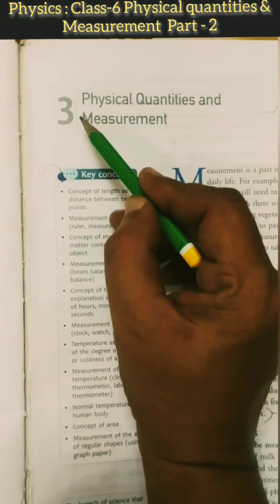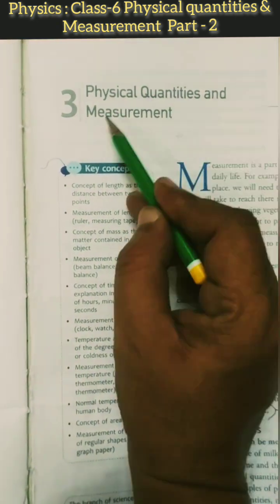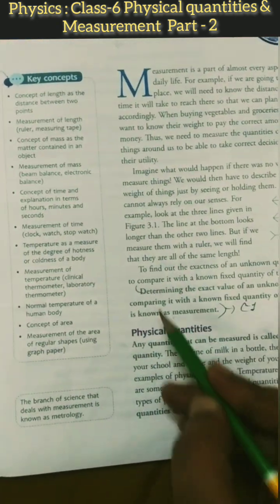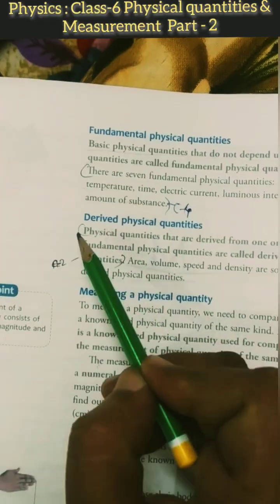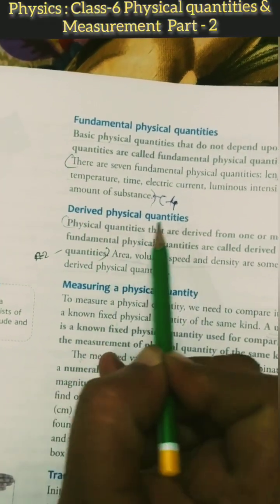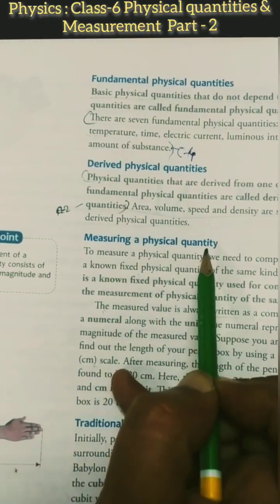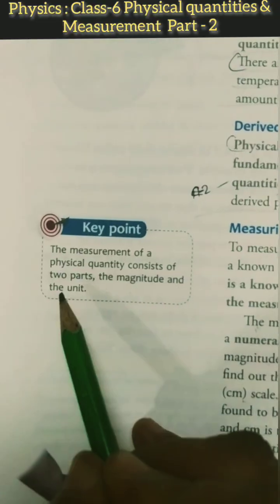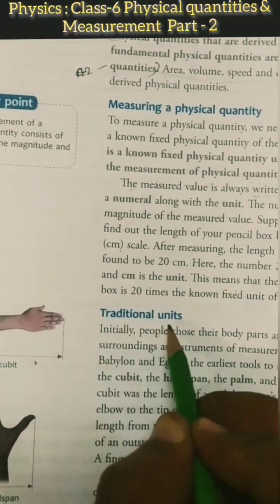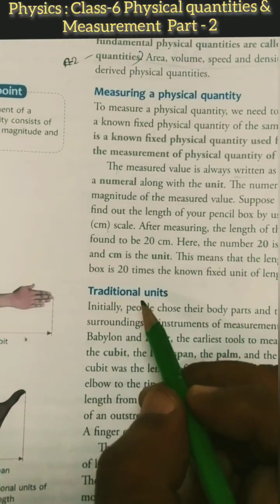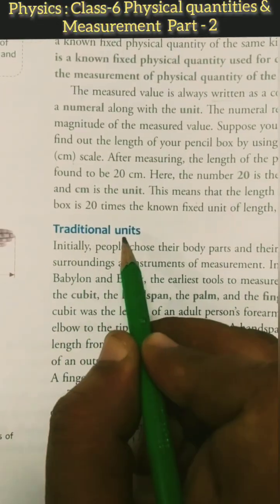In the previous video, chapter 3, physical quantities and measurement, we learned about measurement, physical quantities, fundamental physical quantities, derived physical quantities, and measurement of physical quantities. We also learned about magnitude and unit. Now we will go to the units, meaning traditional units from the ancient period. What are traditional units?